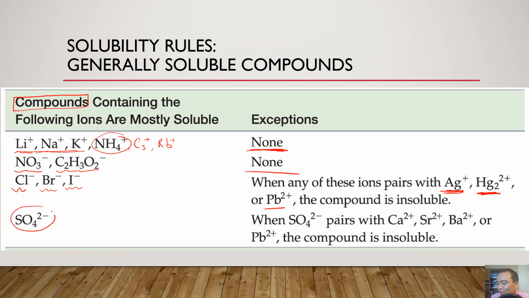Most sulfate containing compounds, or we can simply call them sulfates, are soluble in water, but with exceptions. If sulfate is combining with calcium ion, strontium ion, barium ion, or lead(II) ion, then the compound will be insoluble. Next, let's look at the solubility rules for the generally insoluble salts.